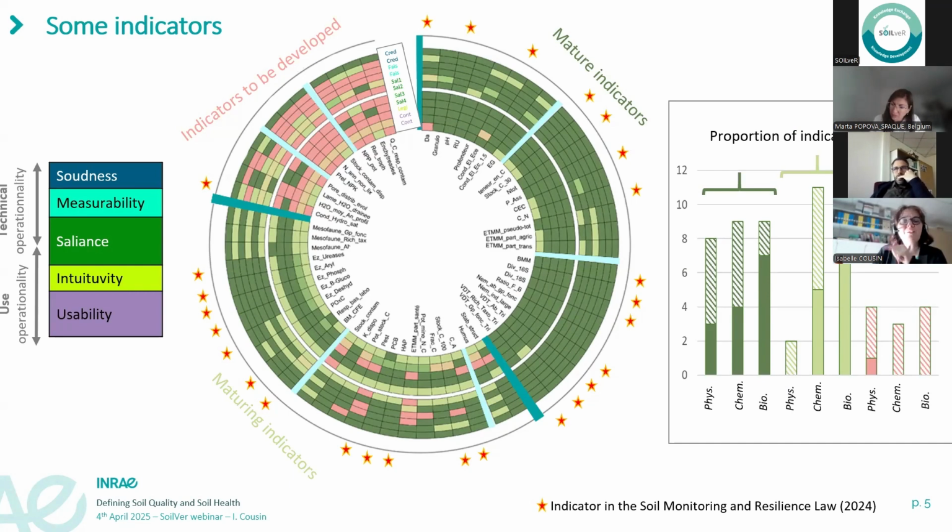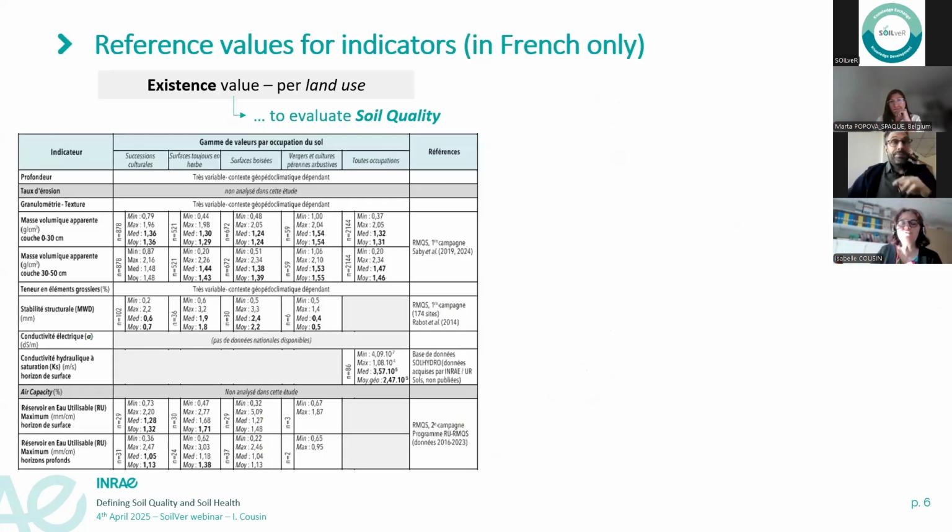And there aren't any biological indicators from the soil monitoring; those are indicators still to be developed. And for chemical and physical, it depends on the level. So just before finishing, I say that we need some reference values to interpret indicators. So we have very large tables. Unfortunately, they are only in French at the moment, but you can find the existing values to evaluate soil quality.